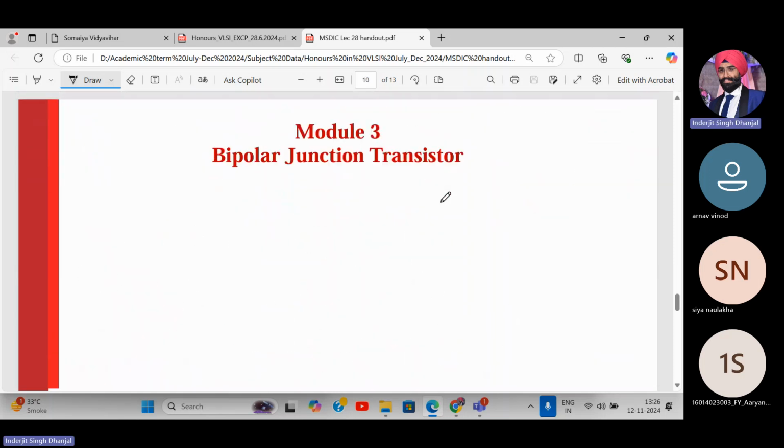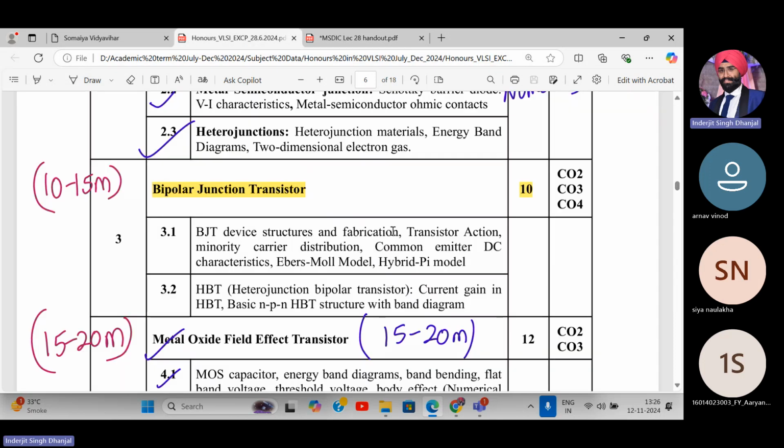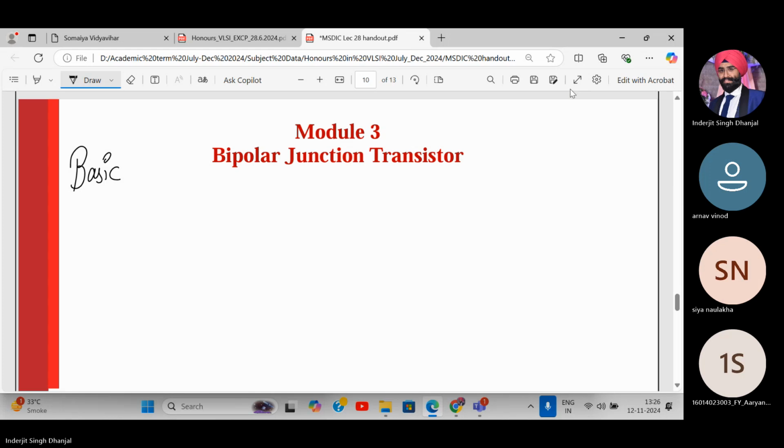Now we'll try to understand the basic operation of BJT. So let's write the last topic for the day. We have seen the basic device structure and fabrication. Now we are seeing the transistor action. Next lecture we'll see minority carrier distribution, and common emitter DC characteristics we have already covered.